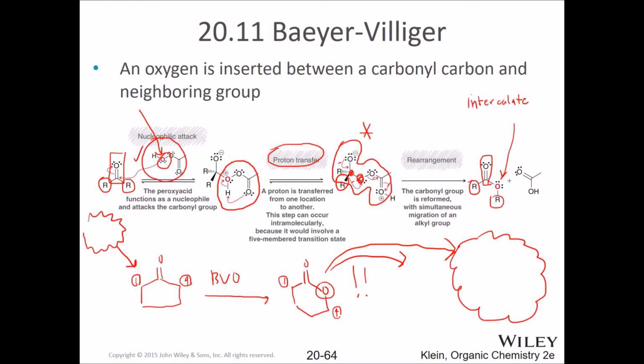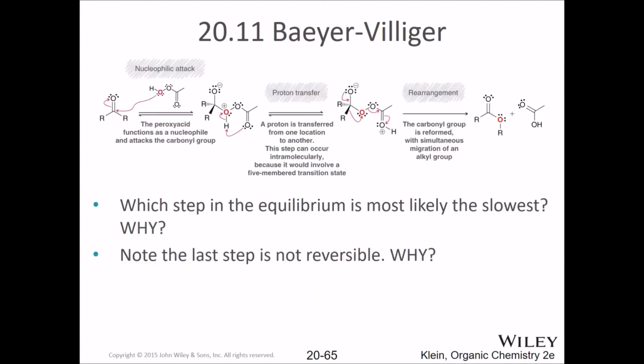All right, so that's the mechanism. You need to know it, practice it, and then we're going to practice what we can make with this guy. So which step in this equilibrium is most likely the slowest? Which is most likely the slowest and why? Think sterics, like where are things? Where are they? Are they close by? And think about energies, right? That's what activation energy is. And then also make a comment on why the last step is not reversible.